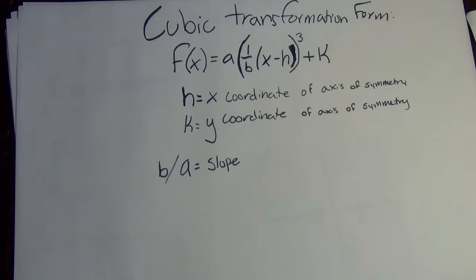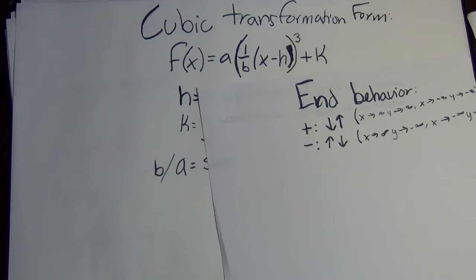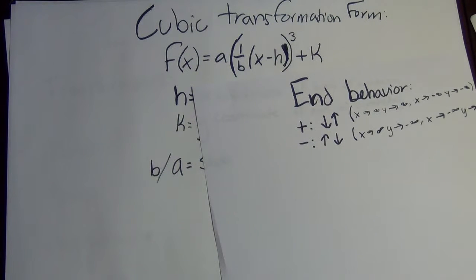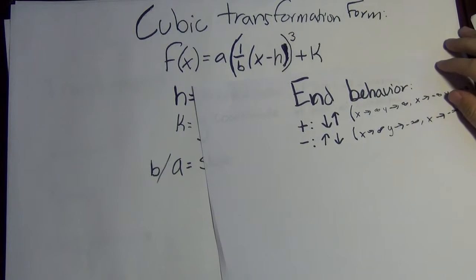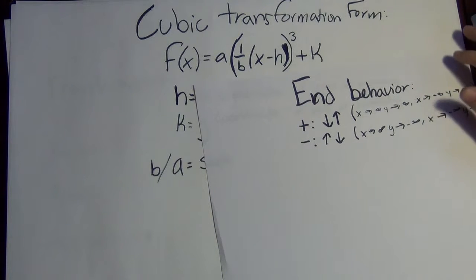And then for the end behavior for cubic functions, since it's cubic and the exponent is an odd number, the ends of the graph will be going in different directions. So if it's positive, then it would be coming down and, at the end, going up. And if it was negative, it'd be the other way around. It would be starting from the top and ending at the bottom.